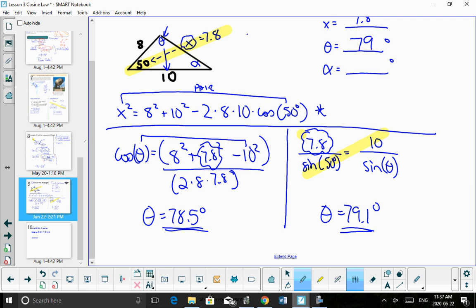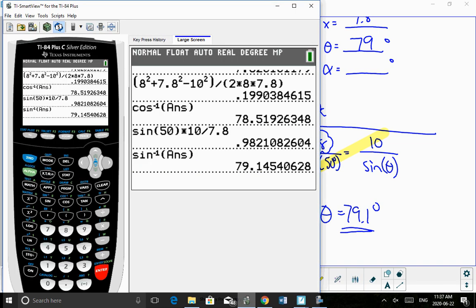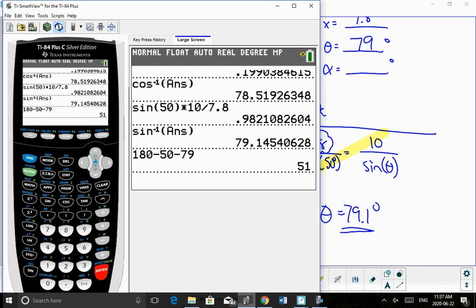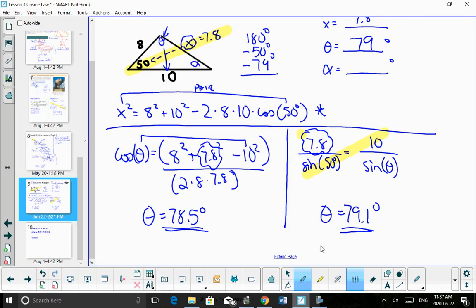For the last step, it's simple: corners add up to 180. Plug it into your calculator: 180 minus 50 minus 79. So that last corner measures 51. I just wanted to show you that if you do it a different way, you may end up with a slightly different answer because of the rounded answers you're using. If you rounded 7.8 to 8, it would throw off the answers even more, by 2 or 3 degrees. So it is extremely important that you show me your setups.